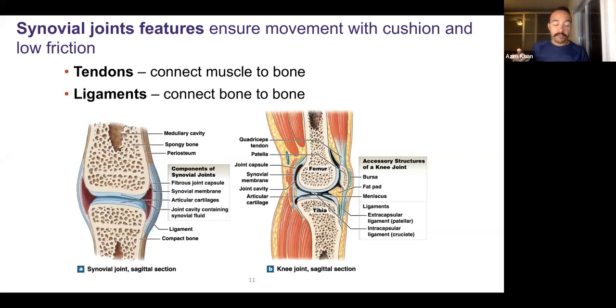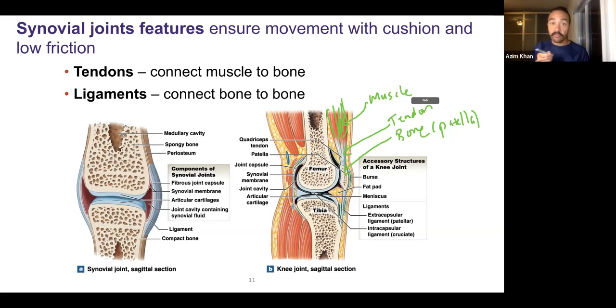Other things you can find in synovial joints, besides joint capsules: if you have a movable joint, you need muscles to move that joint, and muscles need to connect to bone with tendons. So let's take a look at this picture here on the right side. You can see here's one muscle. We haven't gone over the name of it yet. Don't worry about that yet. And you can see that this muscle connects to a bone. So here's the bone, it's the patella. And here's the tendon, and here's the muscle.